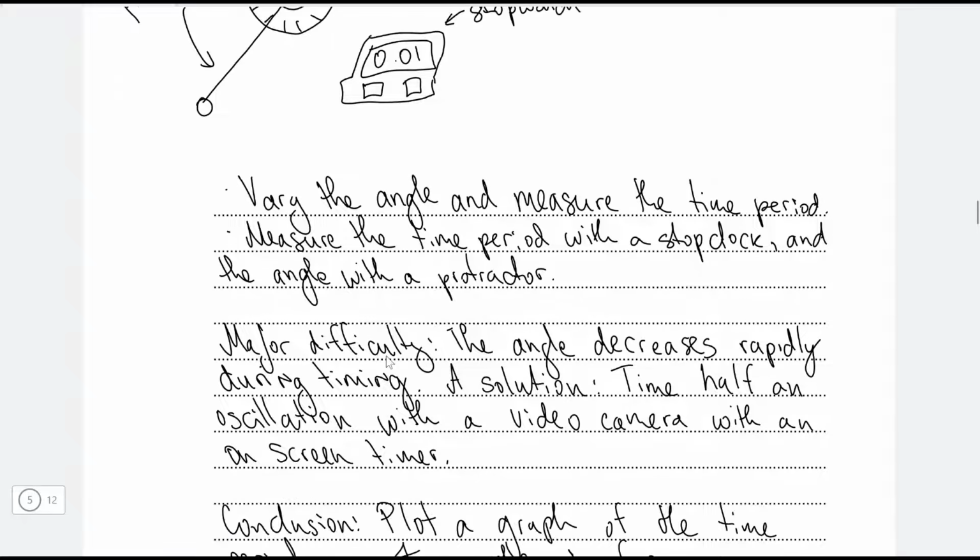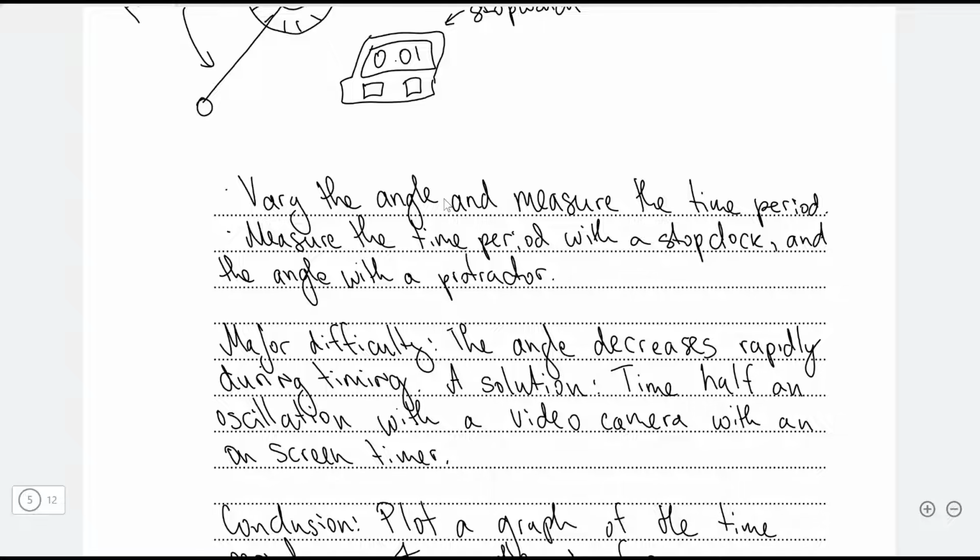Now on to our measurements. First off, we're going to be varying the angle and measuring the time period. I always find it useful, in any experiment, to say what am I going to be varying? What am I going to be measuring? We're going to be measuring the time period with a stop clock and the angle with a protractor.